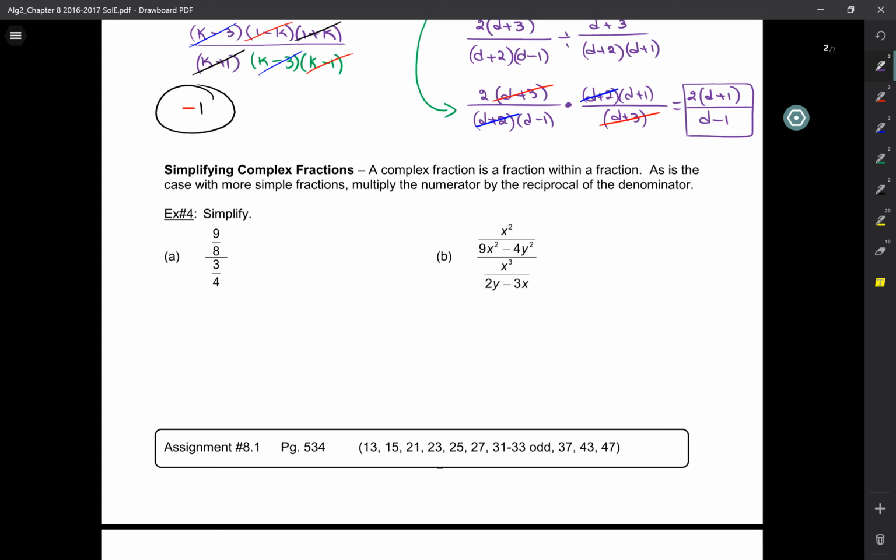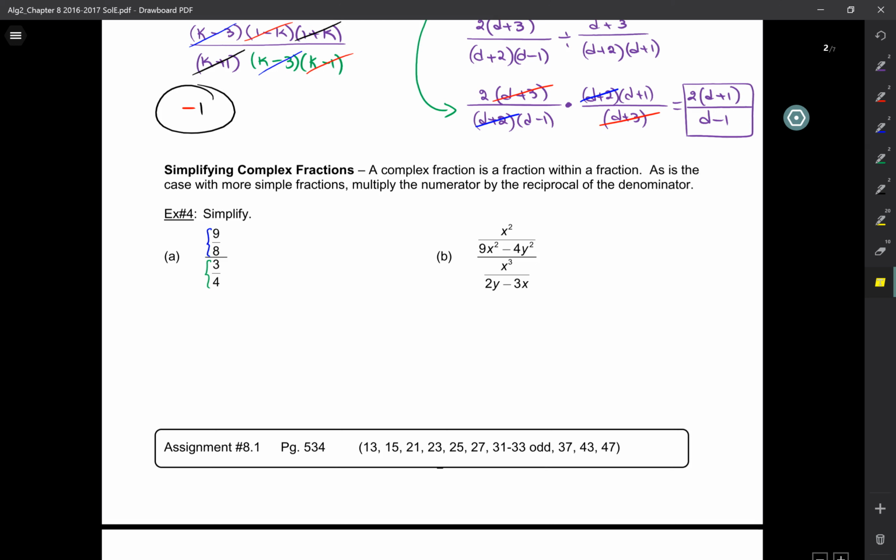Here we go. Take a look at what I have here. I have a fraction, 9 over 8, divided by another fraction, 3 over 4. My experience is a student sees something like this and they freak out. And then the teacher tells them what a fraction like this is called, then they freak out even more. What this is, is a fraction within a fraction.